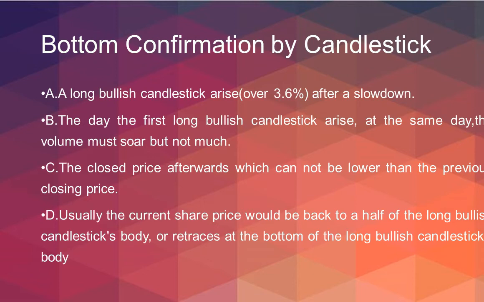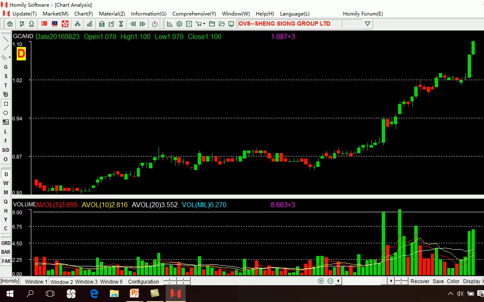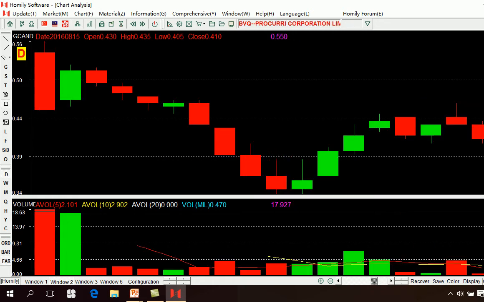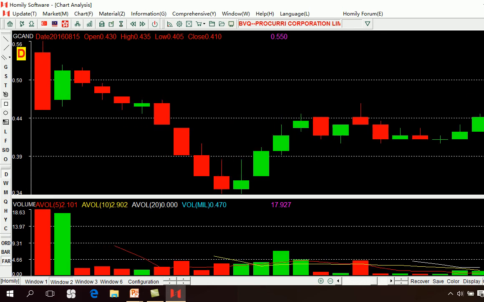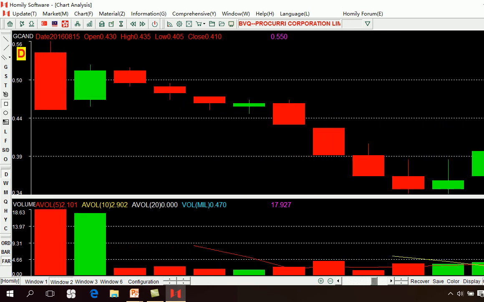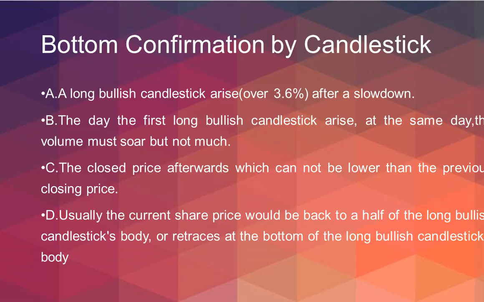This is the bottom. The first one, a long bullish candlestick, a rise over 3.6% after slowdown. So if you see this, then we can see some stock. Then we can see this one. Why do we see that this is a good one? If you see a long bullish candlestick, a green candlestick, appear after slowdown, this is the bottom confirmation.